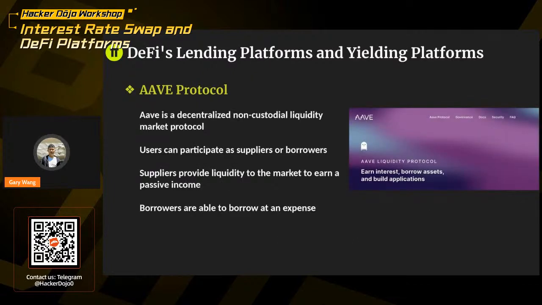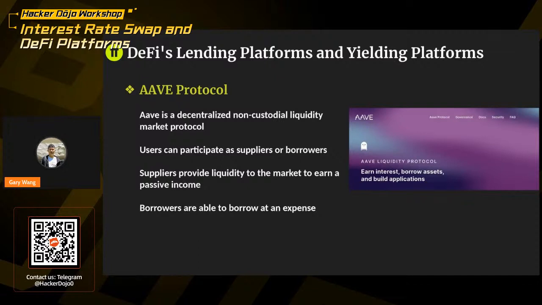After introducing the interest rate swap example, I'm going to introduce you to some real-world DeFi protocols, decentralized finance protocols that actually generate yield. These protocols are famous. The first one I'm going to present is the Aave protocol. Aave is a decentralized non-custodial liquidity market protocol, and it provides two services. Firstly, users can participate in the activity called supplying. Users can also borrow assets from the Aave platform. So two activities: supply and borrow.